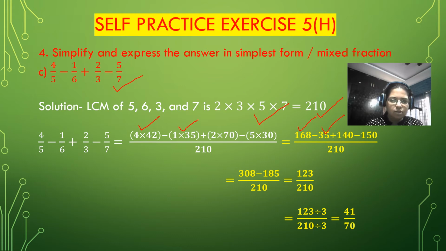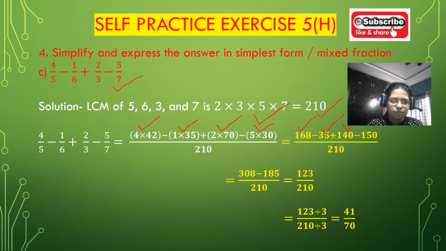Then divide the LCM 210 with the denominator 3, we get 70. Then multiply 70 with 2, we get 140. Then divide the LCM 210 with the denominator 7, we get 30. 30 multiplied with 5, we get 150. Now we get 168 minus 35 plus 140 minus 150.